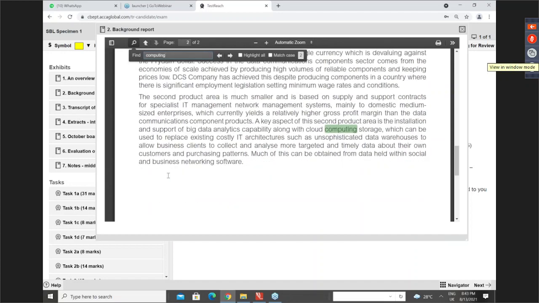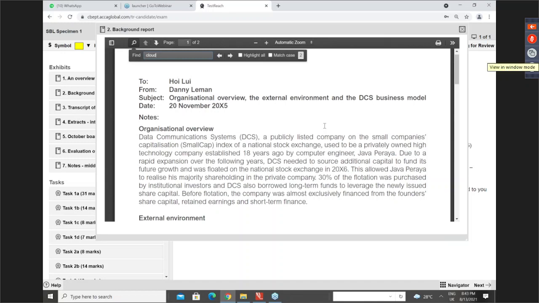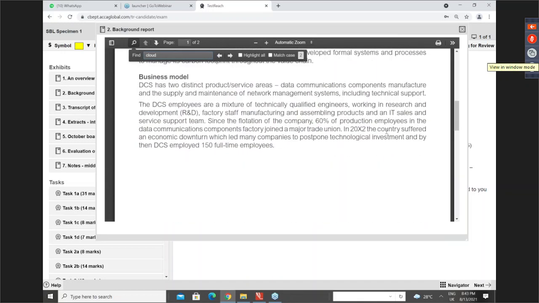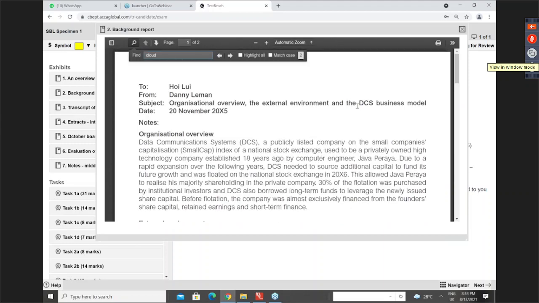Or the question wants to talk about cloud. Just search cloud and you will see here, there are two words, two clouds on this exhibit. See this? You can go there. One is cloud computing, and the other must be there somewhere as well because it says two. Okay, and then you can close this exhibit.